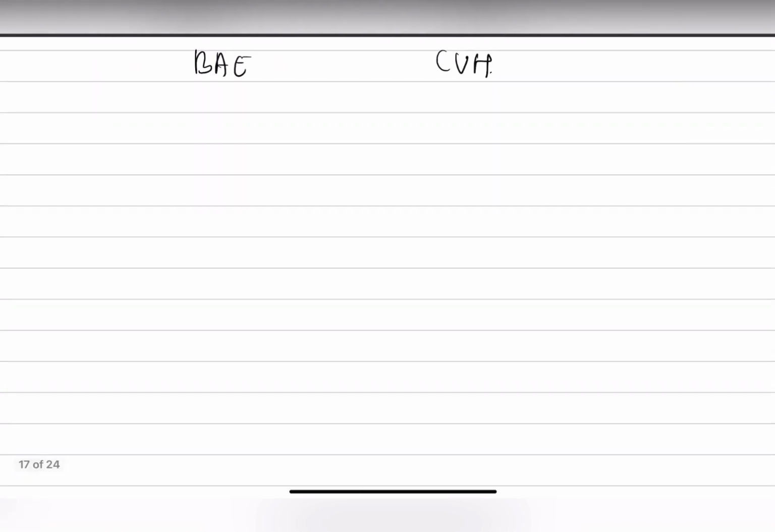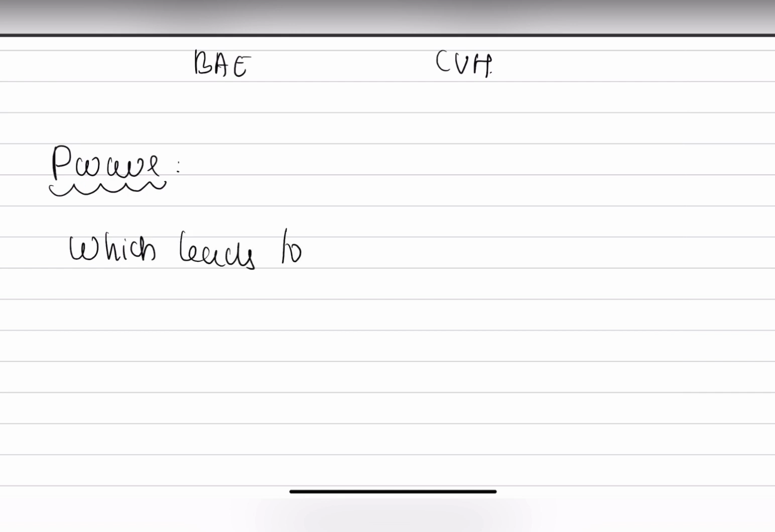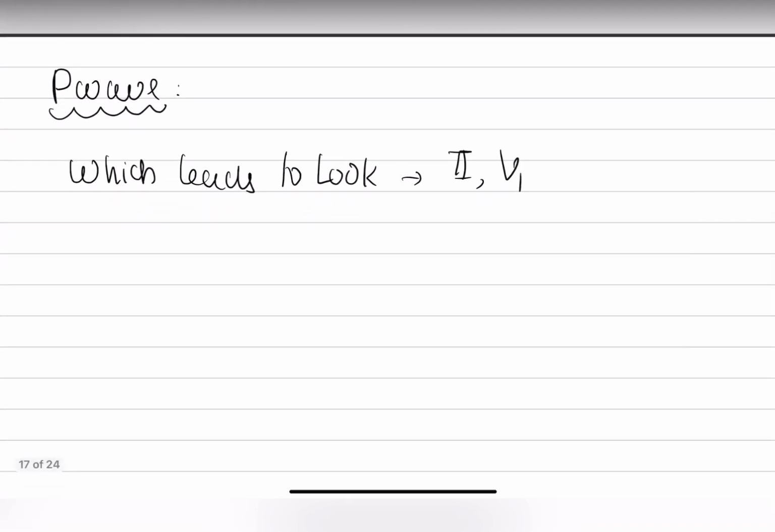So before jumping into the details, we have to know a few things about the P wave. We all know the P wave, but literally the P wave does not represent SA nodal activation. The P wave actually represents the wave of depolarization that travels from the SA node to reach the AV node. It includes both the right atrium and the left atrium. Okay, so which leads should you look at? This is very important. The leads to look at are lead 2 and V1. These are the two leads we have to look at for the P wave.